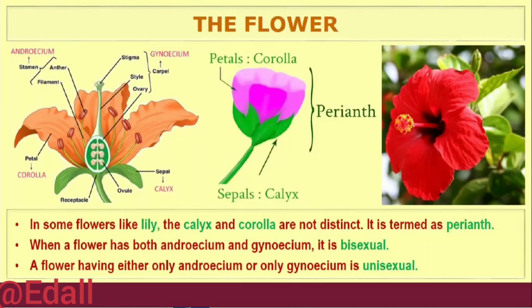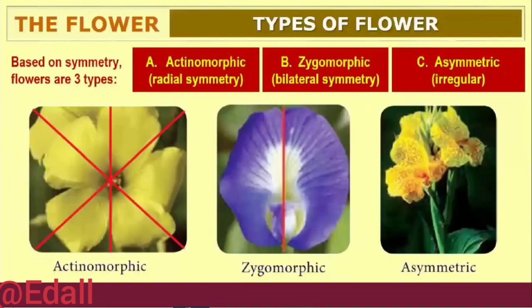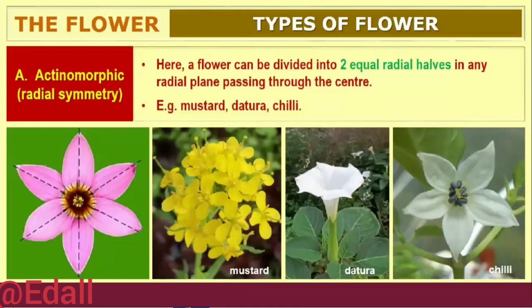When a flower has both androecium and gynoecium, it is bisexual. A flower having either only stamens or only carpels is unisexual. In symmetry, the flower may be actinomorphic (radial symmetry) or zygomorphic (bilateral symmetry). When a flower can be divided into 2 equal radial halves in any radial plane passing through the center, it is said to be actinomorphic. For example, mustard, datura, chilli.